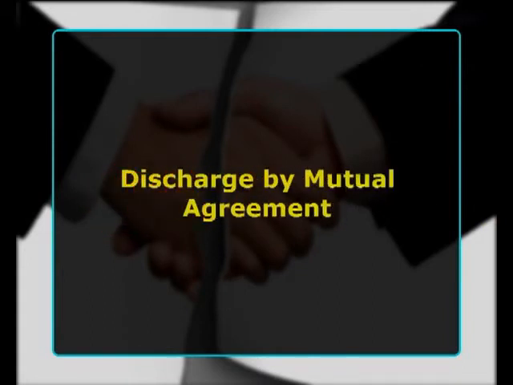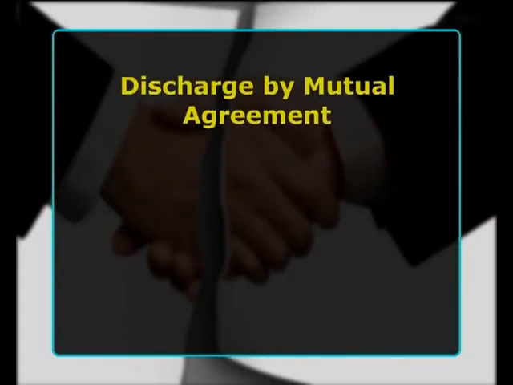B. Attempted performance or tender. The promisor offers to perform his obligation under the contract, but the promisee refuses to accept the performance. It is called attempted performance or tender of performance. This is covered by Section 38 of the Indian Contract Act and shall be dealt with later in the course of this lecture. Now we shall discuss discharge by mutual agreement.